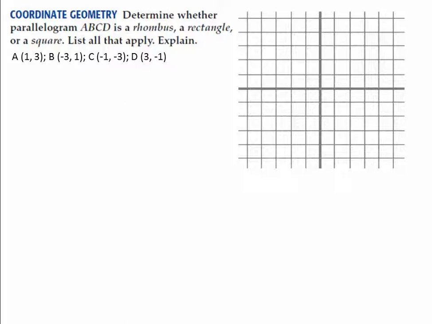Okay, now the questions that I've provided in this review are similar to the questions that you're going to find on your test. So just pay close attention. Coordinate geometry. Determine whether parallelogram ABCD is a rhombus, a rectangle, or a square, and list all that apply. And explain your answer. Now, explaining it means you got to give me some verbiage, words, like you're in English.